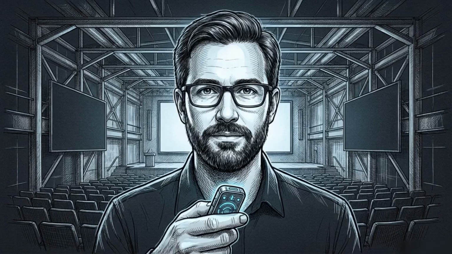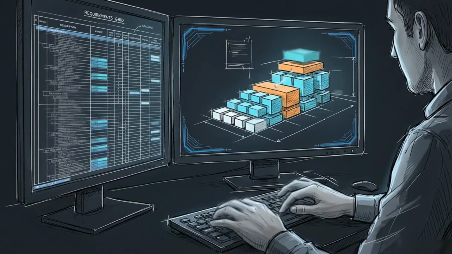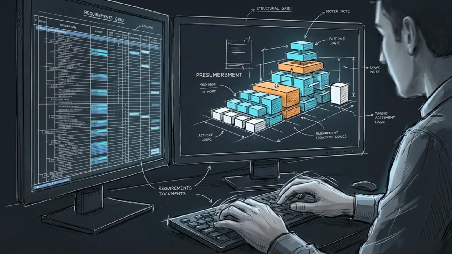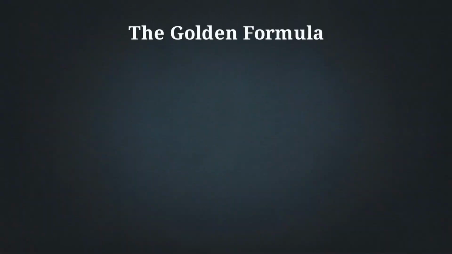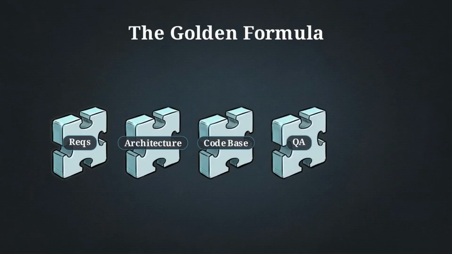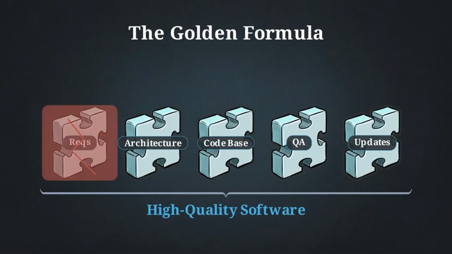So, which single stage of the development pipeline is the most important? There is no single most important stage, because each phase is structurally dependent on the ones that came before it. This is the formula for successful engineering. High-quality software is the sum of clear requirements, good design, clean coding, proper testing, and continuous maintenance.